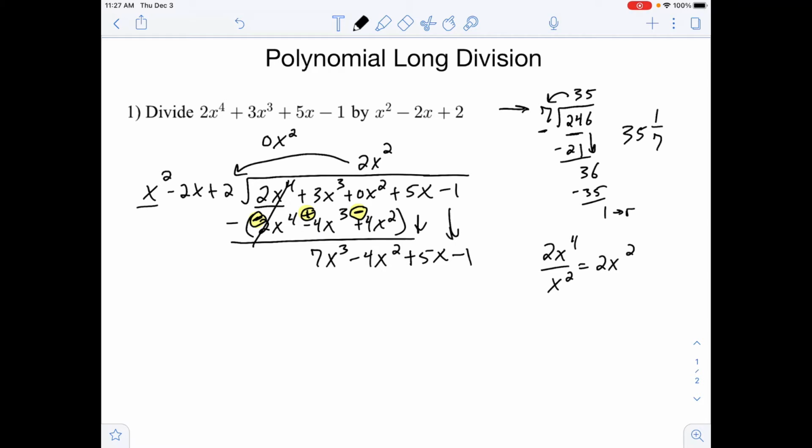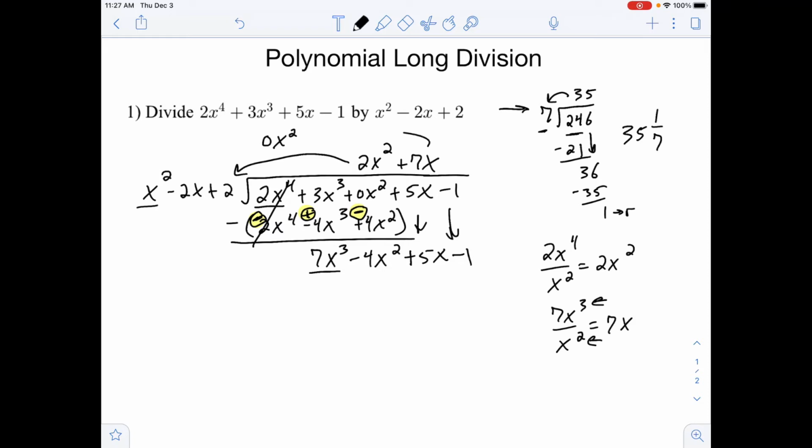All right, so now we're going to do the same process all over again. We're going to say 7x to the third, x squared going into that. So 7x to the third goes into x squared, which is 7x. So that lines up here. And if you're wondering, we're going to keep going until you cannot divide, basically until this degree is less than this degree. That's basically when we stop.